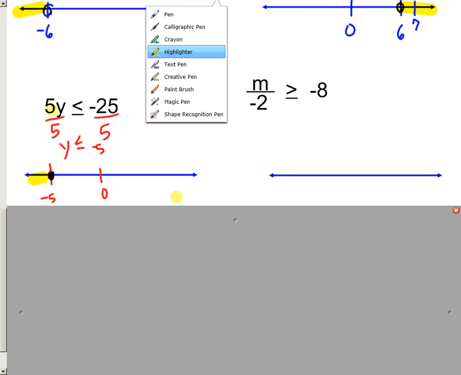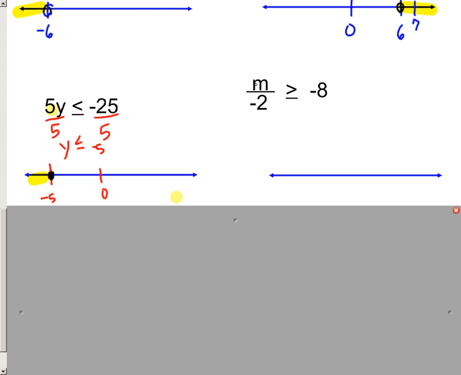Now, let's come over and do this one right here. m is divided by a -2, so I would multiply by a -2. And so I multiplied this side by -2. And it's because I'm multiplying or dividing by a negative number that I take the inequality sign and flip it around. And that means that anything greater than 16 will make this true. 16 can also make it true. I put a solid dot here and I shade it in.